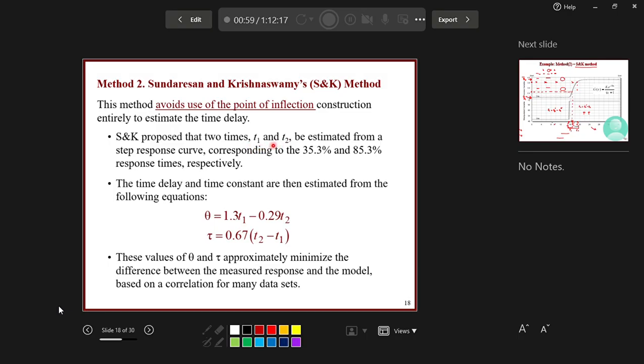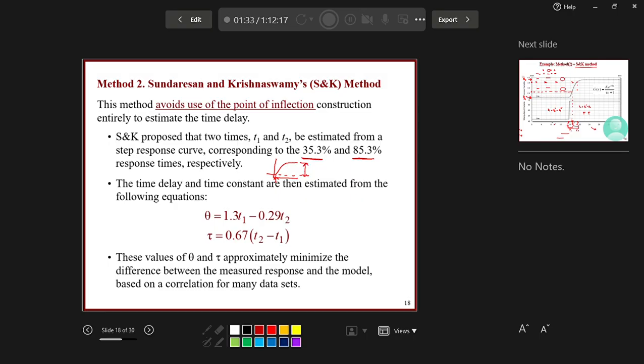Now, the T1 and the T2 can be calculated from the 35.3% response time and the 85.3% response time. So that means if you have a response for the Y, let's say something like this, and the data started from this point. So taking all this distance, this is 100.